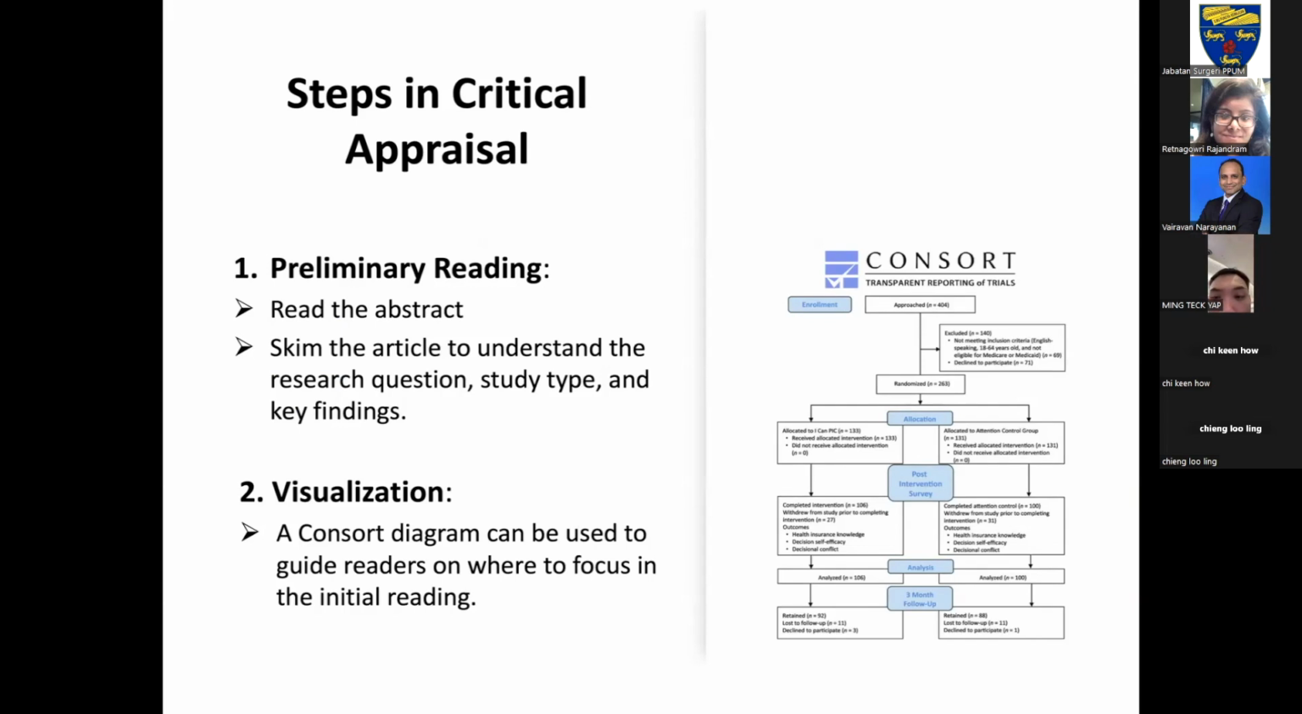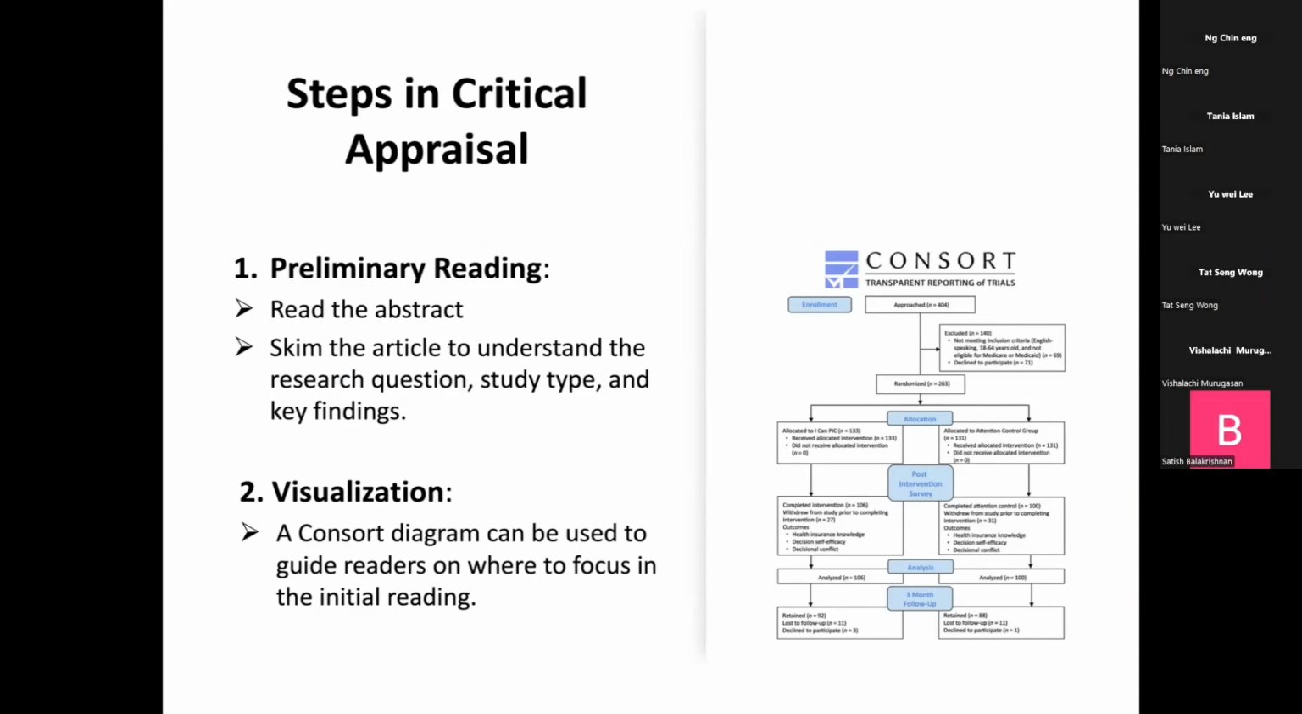And that's how abstracts work. It's the trailer for the whole paper, and you read the abstract quickly. It'll take you all of 2 to 3 minutes, and you decide whether the film is interesting enough for you to pay money to watch, right? Once you have done that, you can always skim the article to understand the important points. This includes what the research question is, what is the study type, and what is their key findings.